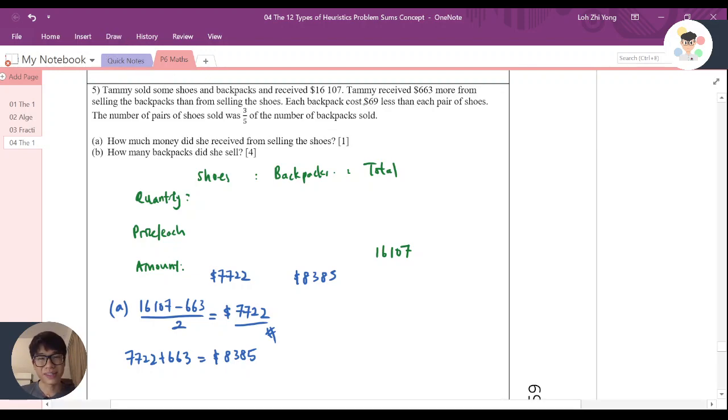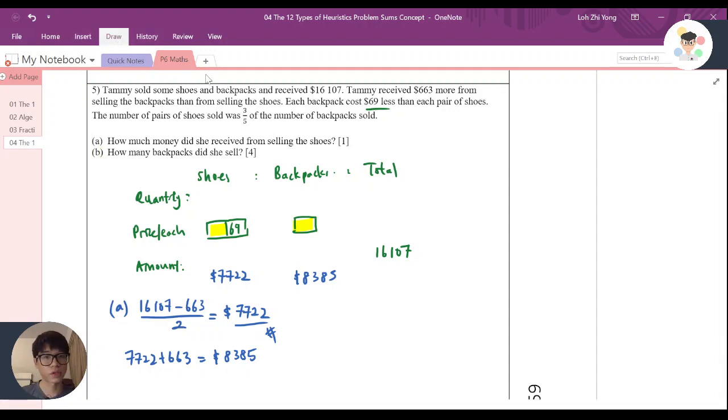Each backpack costs $69 less than each pair of shoes. So I know that backpack costs 69 less, so shoes should have more. Here I know 69, and here is just like this. And again, I know the value of here and here are the same.